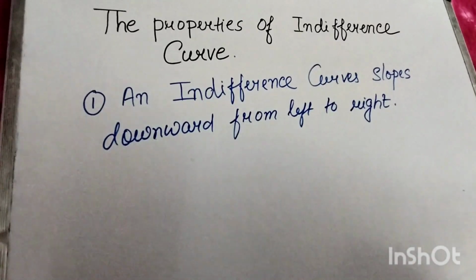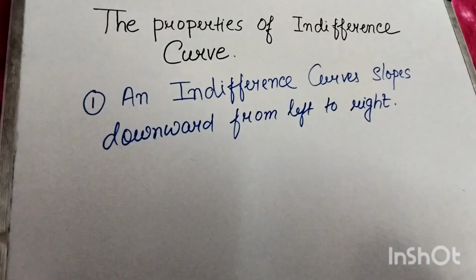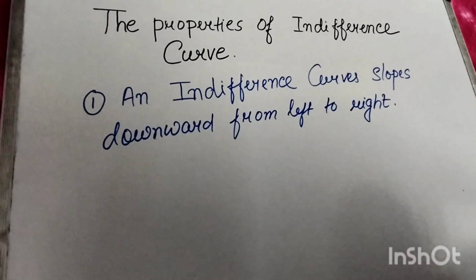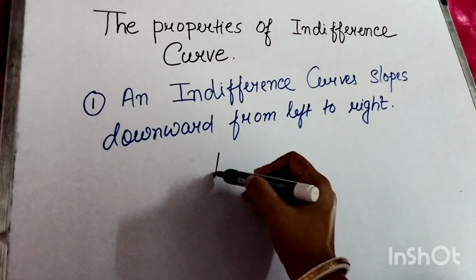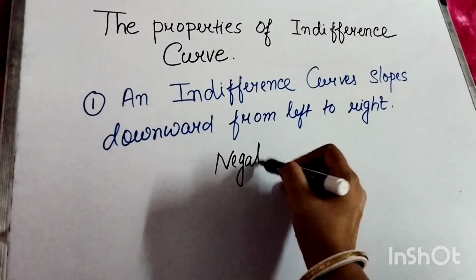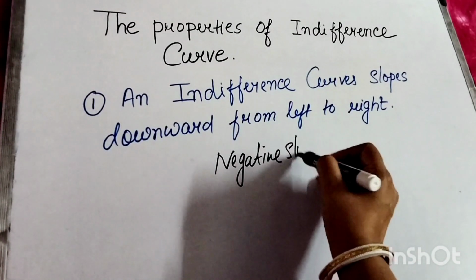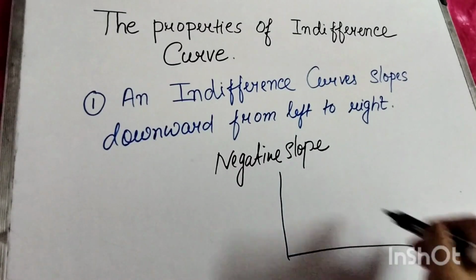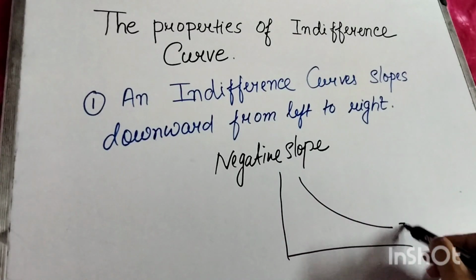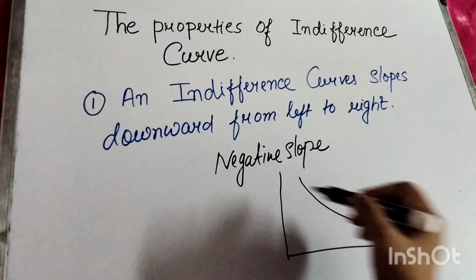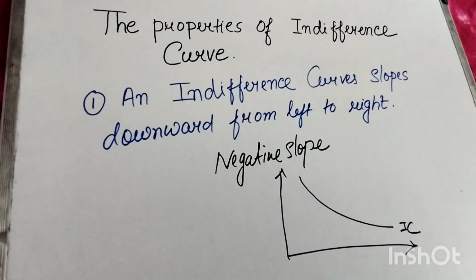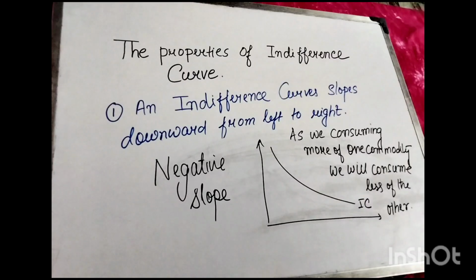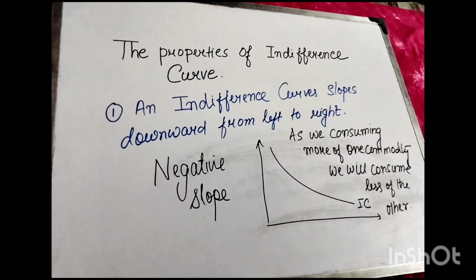That means what? The indifference curve slopes downward from left to right. That means it has a negative slope. An indifference curve has a negative slope. It moves downward from left to right. That means this is the indifference curve. It's negatively sloped.